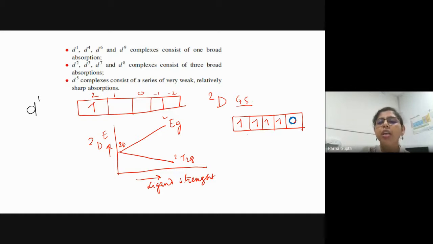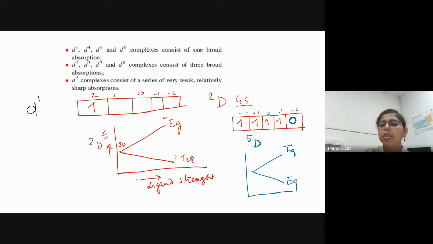So for the d4 system, the multiplicity is 5, and you will find +2, +1, 0, -1, -2. Then again, it is a 5D system. And the point is that it is actually like eg, sorry, e2g goes up and eg comes here. So this is a 5D system.